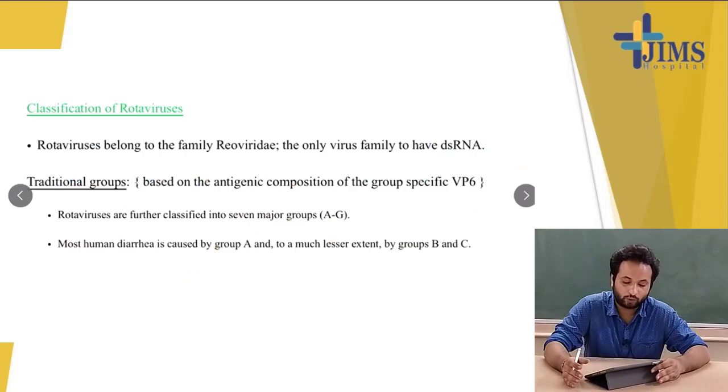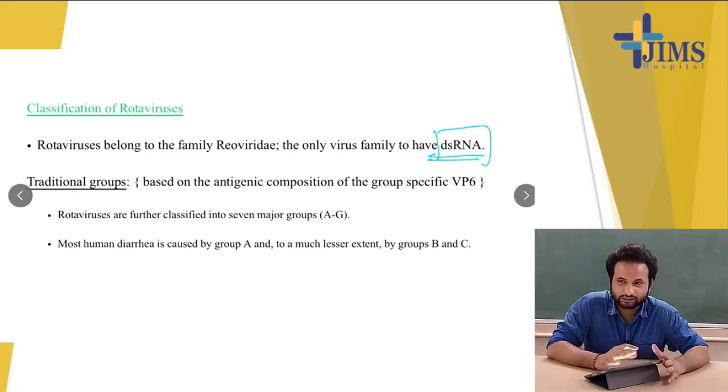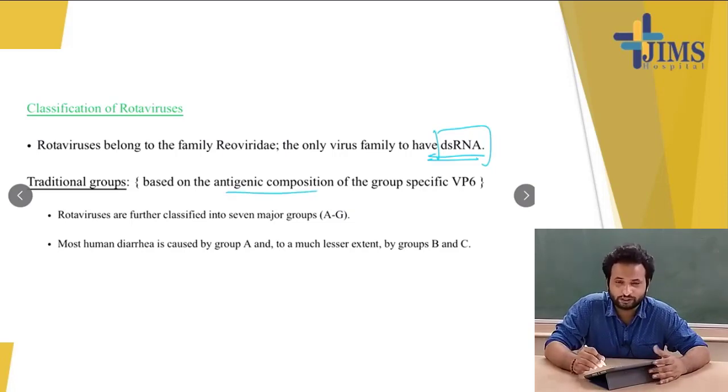Now how are these viruses classified? First of all, they are the only viral family which has double-stranded RNA. Classification can be done in two ways. There is the traditional classification into groups, which is based on the antigenic composition of the group-specific VP6. Based on VP6, it is divided into 7 major groups, from A to G. The most important which causes viral diarrhea is group A, and to a much lesser extent group B and group C also cause diarrhea.